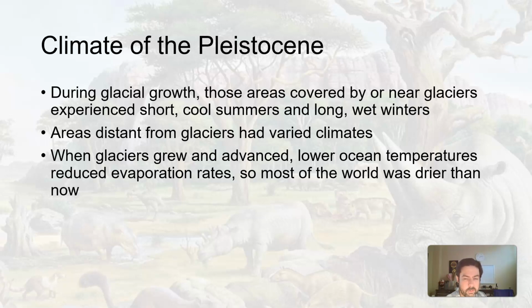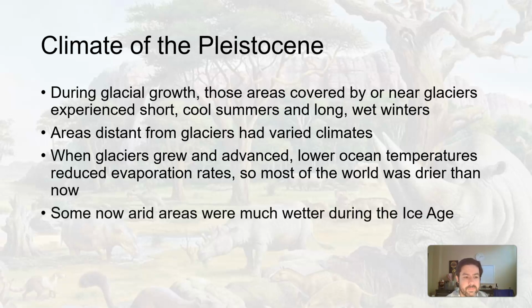Ocean temperatures were cooler. That means less evaporation occurs. The warmer water is, the easier it is to evaporate up into the sky to become clouds and become rain. So if the oceans are cooler, well, that's going to reduce evaporation rate. So that's going to mean less moisture going into the air. That means less rain. So the world was kind of drier during these glacial maximums than at the minimums.